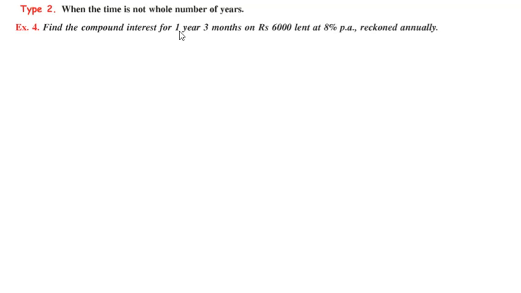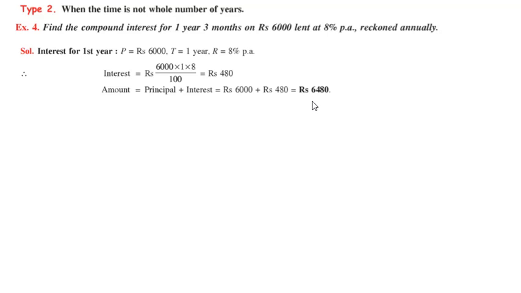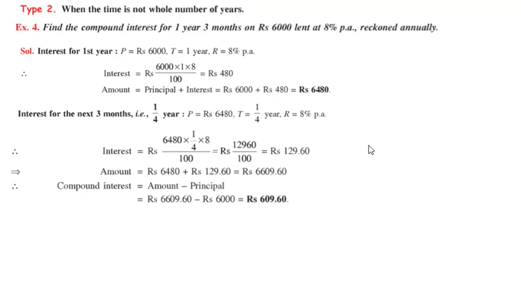Now let us see one more example where the period is 1 year and 3 months. Rate of interest is given as 8% and the amount is 6,000. So for the first year I will find interest and amount at the end of 1 year. Then this 3 months, first I will convert into years because in my formula I am using years. So convert this 3 months into years, it will be 1/4 year. So for 1/4 year I will calculate interest at 8%, add it to the principal, and I will get the total amount.